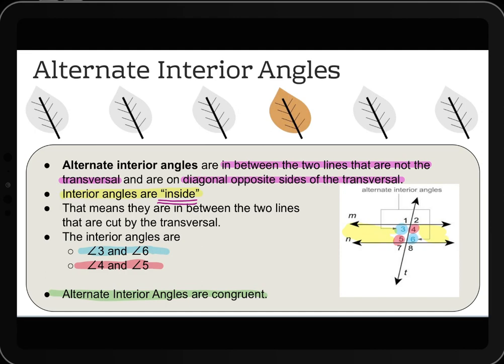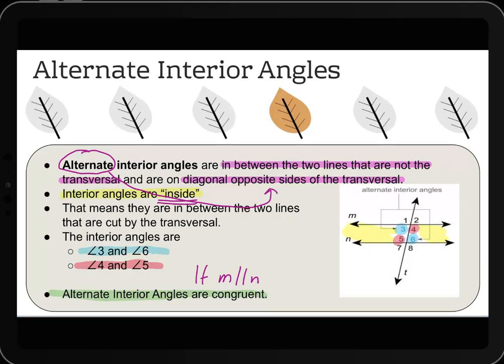They are interior, but they're also alternate. They're alternate because they're on diagonal opposite sides. So when we talk about the word alternate, we're actually referring to this description right here. So you've got 3 and 6, and you've got 4 and 5. And likewise, knowing that M and N are parallel means that the alternate interior angles are congruent to each other.